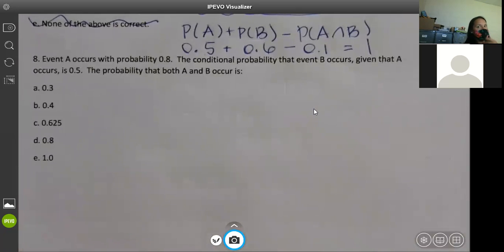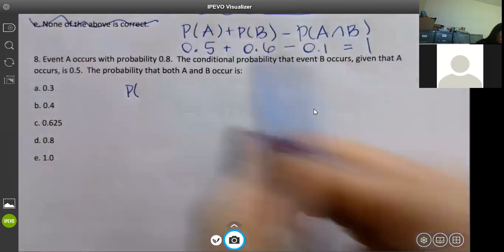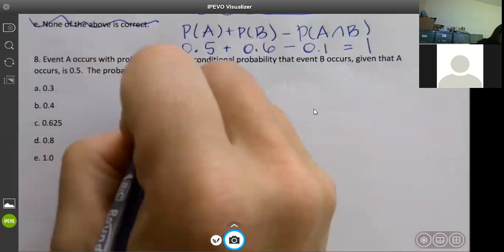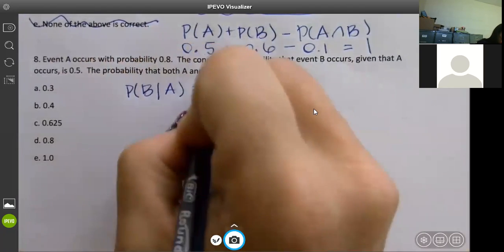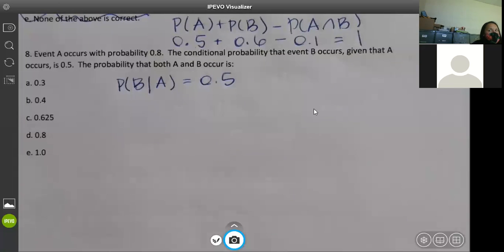If event A occurs with probability 0.8, the conditional probability that event B occurs given that A occurs is 0.5. The probability that both A and B occur is... All right. So it says that the conditional probability that B occurs given A is 0.5. It wants to know what the probability of A and B is.